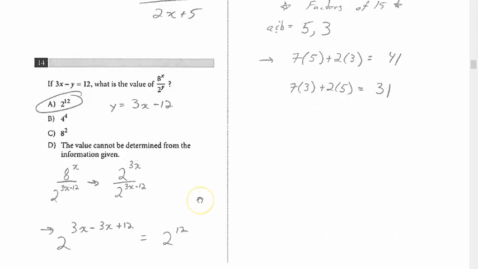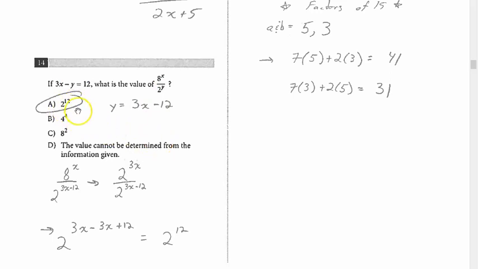Moving on to question 14, we have if 3x minus y is equal to 12, what is the value of 8x over 2y? So, a couple of different methods for solving this here. If you're familiar with your exponent laws, that would be the best method in my mind to get this equation solved rather quickly. So the first thing I noticed is I got two variables. So I decided to solve this one for y to get both of these in terms of x.